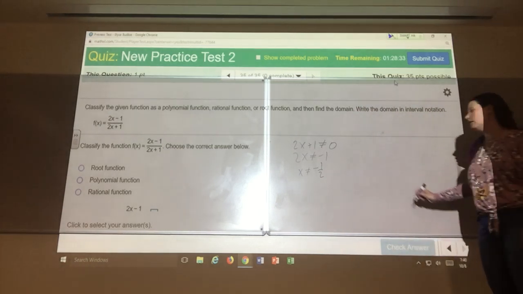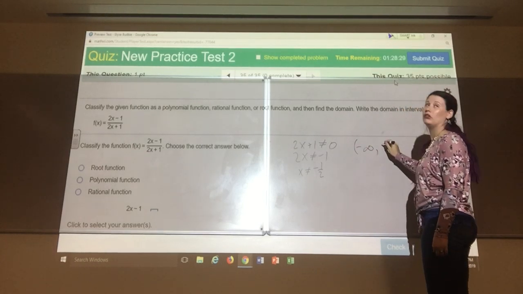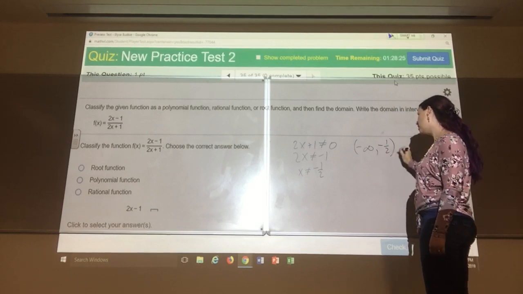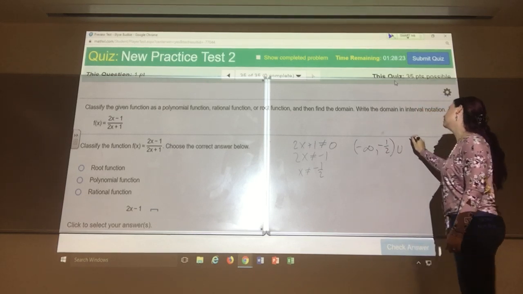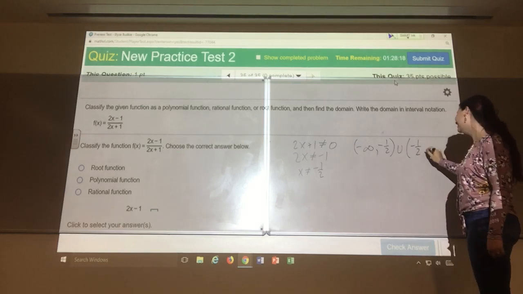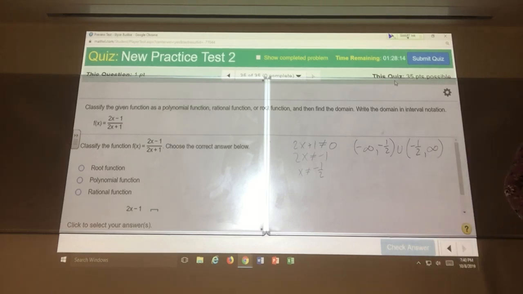Negative infinity to negative 1/2, with a parenthesis, not included. Union, negative 1/2 comma infinity. Yep. So, we have absolute values with inequalities.